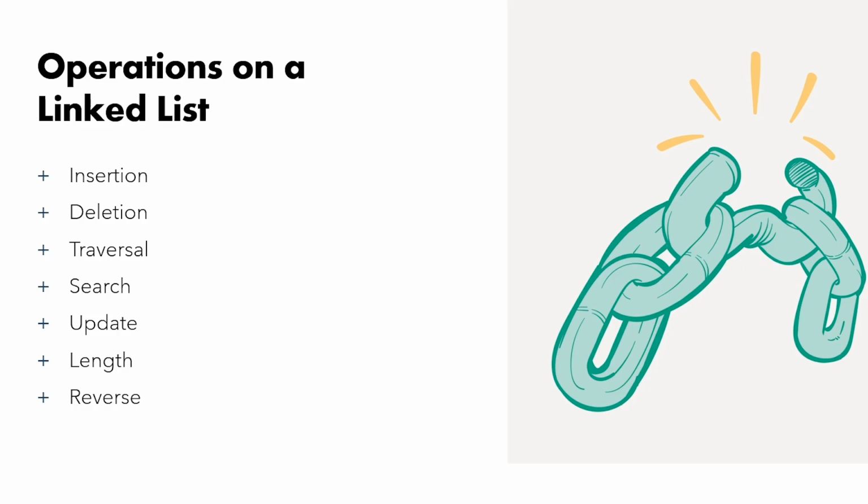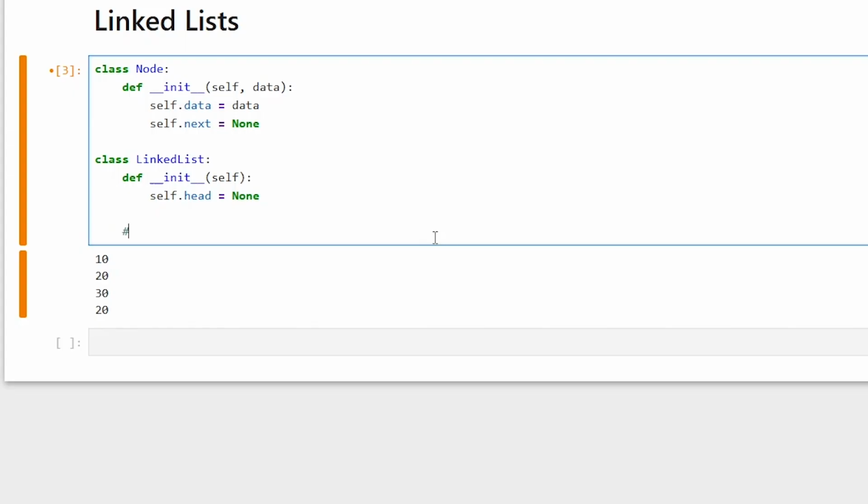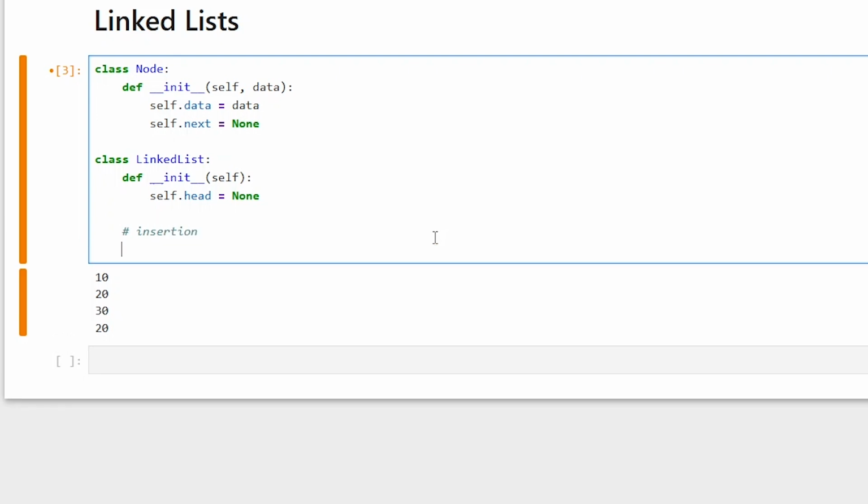In a typical singly linked list, you can perform different types of operations. You can perform insertion, deletion, traversal, you can search for an element, you can make updates, you can determine the length, you can reverse a linked list. So let's go ahead and complete our linked list class and implement functionalities for performing these basic operations. So we're going to start with insertion, and for insertion we can insert in different places. We can insert at the beginning, at the end, or anywhere else.